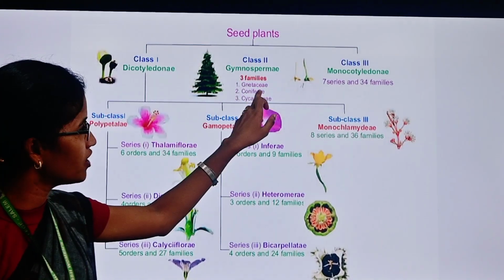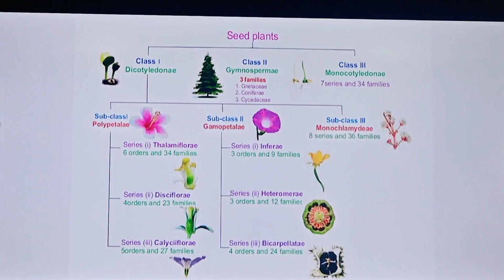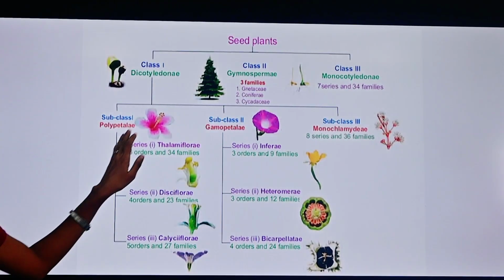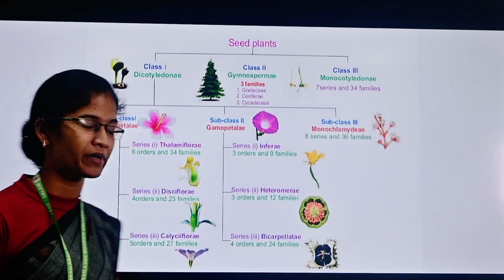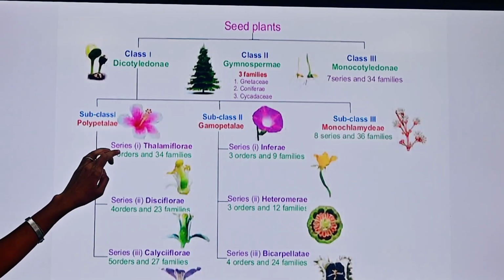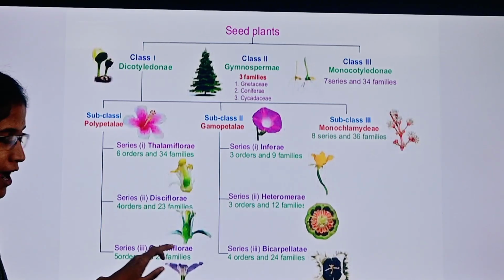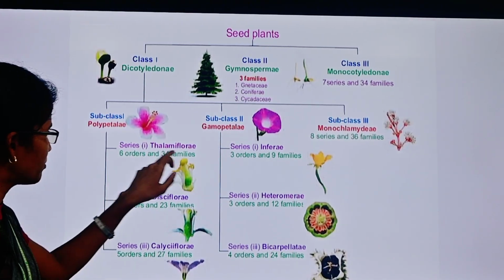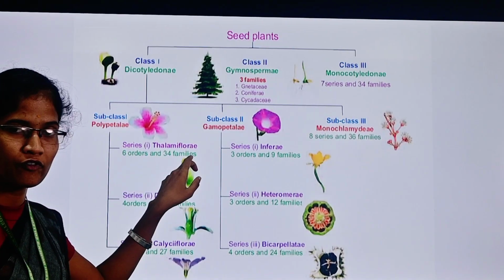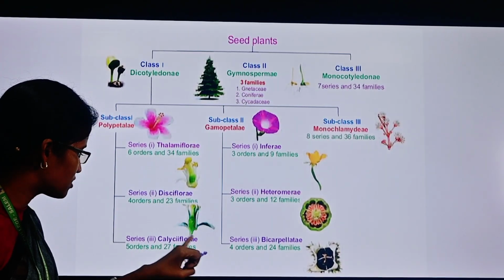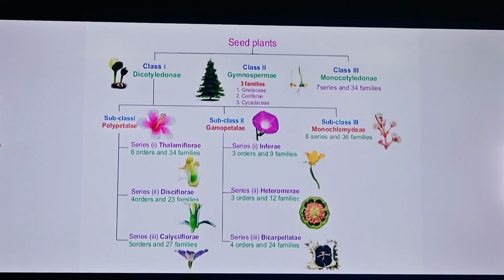One is Dicotyledonae, Gymnospermae and Monocotyledonae. Dicotyledonae has 3 subclasses: Polypetalae, Gamopetalae and Monochlamydeae. Polypetalae has 3 series: Thalamiflorae, Disciflorae and Calyciflorae. Thalamiflorae has 6 orders and 34 families. Disciflorae has 4 orders and 24 families. And Calyciflorae has 5 orders and 27 families.